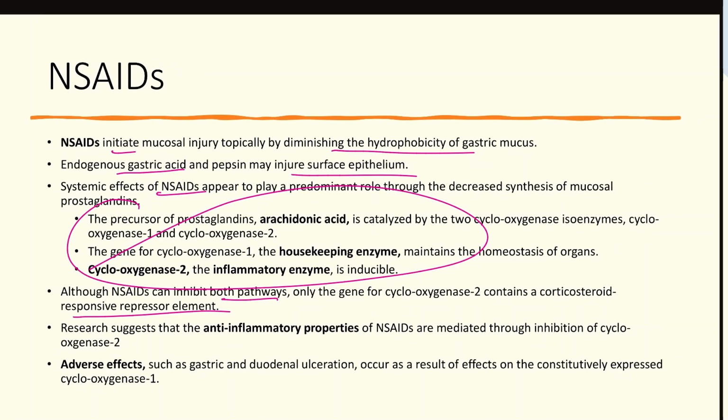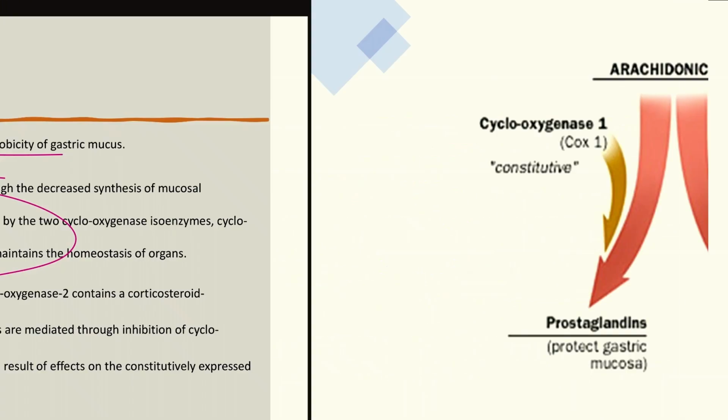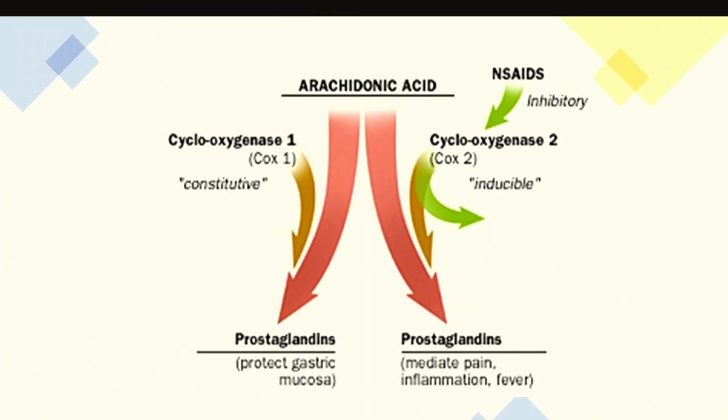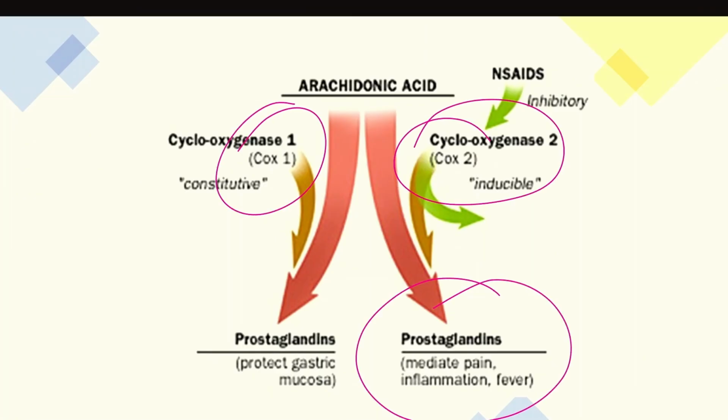Okay, so it's all this COX-1 and 2 pathways that lead to reduction of prostaglandins, which leads to the reduction of the barrier. So it's the COX-2 pathway that gives you the prostaglandins on one side. COX-1 gives you prostaglandins on the other side. One is for gastric mucosa, the other one for pain, fever, and inflammation.